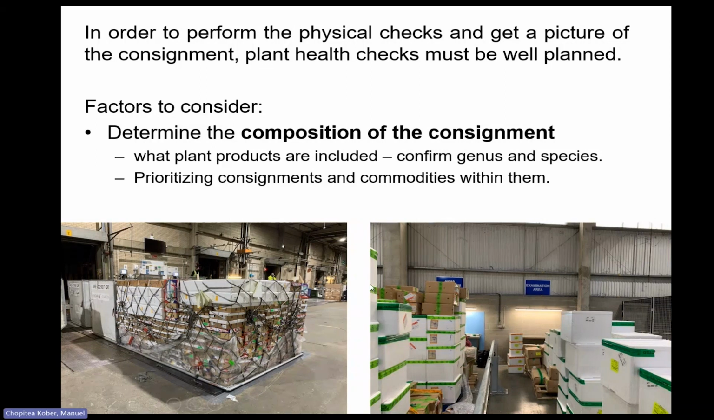So this is what inspectors normally see in the warehouse. It's not easy just to select one box and find something. Most of them are lower risk. So inspectors need to plan the inspections before going, targeting new commodities that might contain plant pests and diseases. Sometimes looking for a specific genus, for example in roots, is less likely to find something. Maybe leafy vegetables are more likely to get plant pests and diseases, so they need to target them.